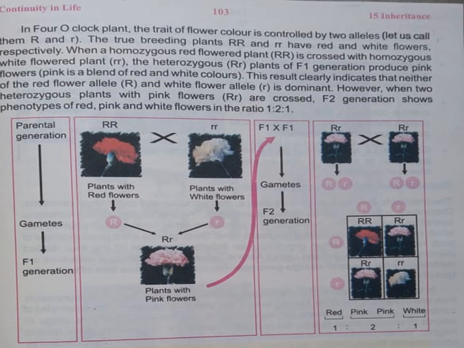So here was the parental generation. Then the F1 generation, in which plants with pink flowers are crossed. Then there was the F2 generation, a combination of red, pink and white in the ratio 1:2:1. So that was all about Mendel's laws of inheritance.